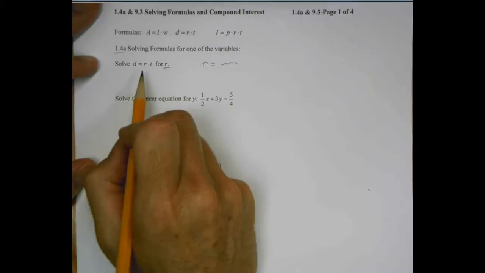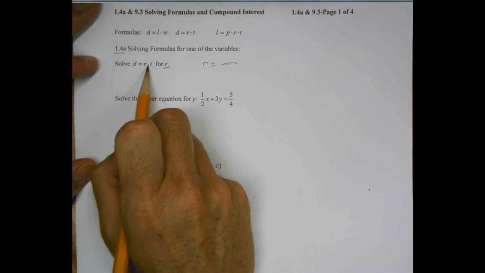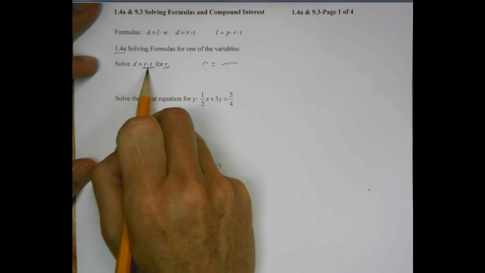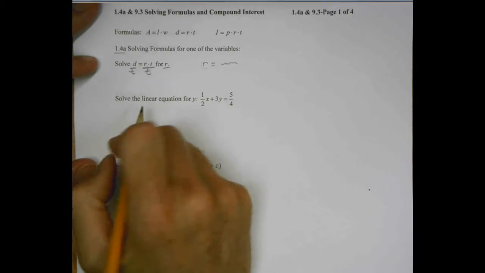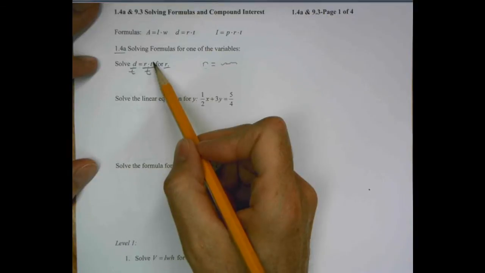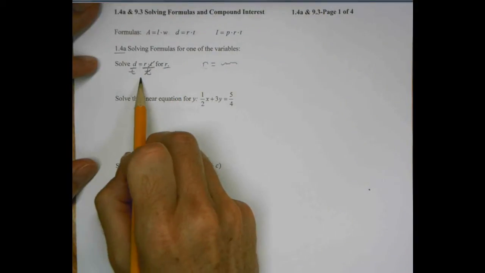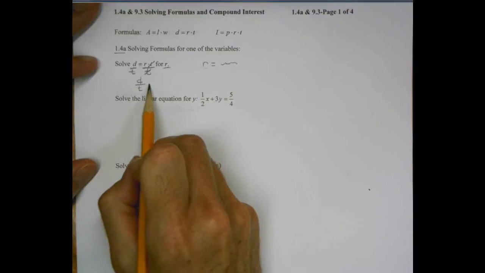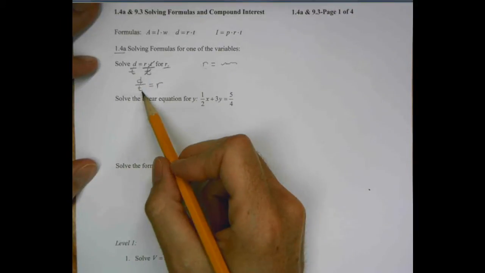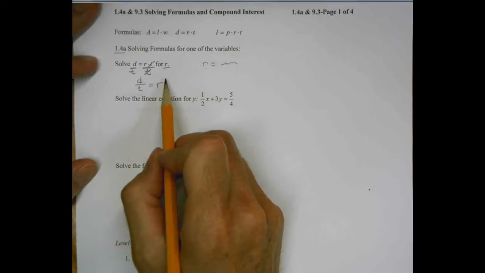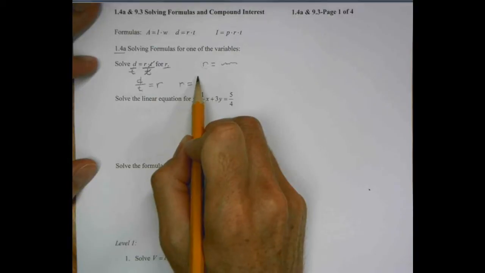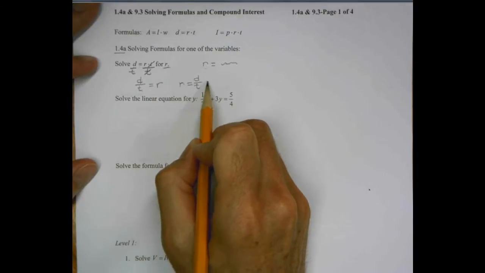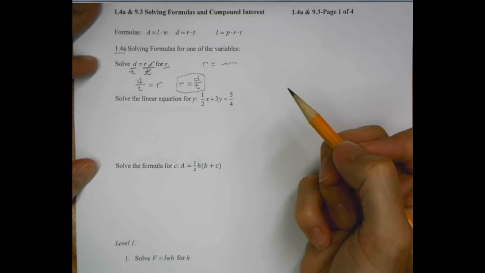So to get that, I do opposite operations, and I can see here that r is being multiplied by t. So I do the opposite, which is to divide by t, and because it's an equation, of course, I have to do the same thing for both sides. Now on the right hand side, the t's reduce, and I'm left with d over t equals r. So distance divided by time equals the rate. And that is solved for r. I can leave it in this form, or I can just flip it over and write it r equals distance over time. And that is my formula solved for r.